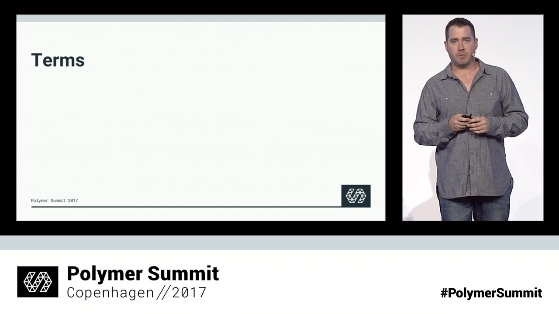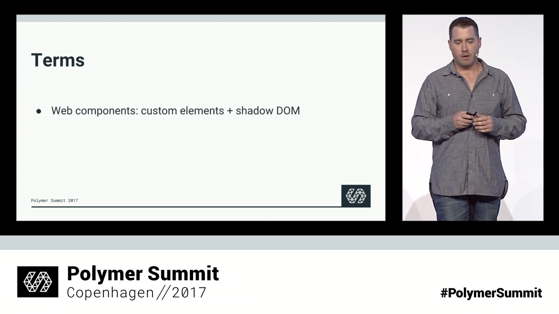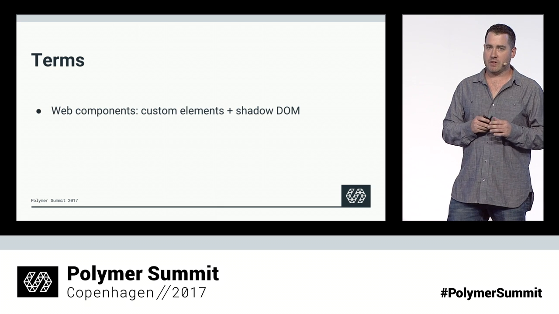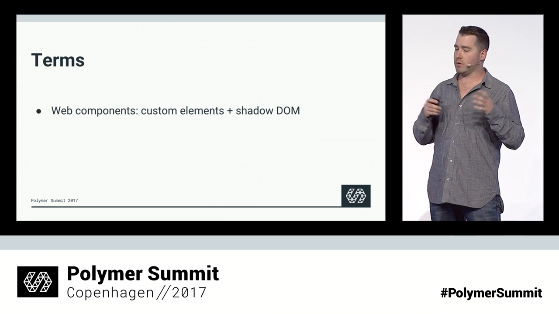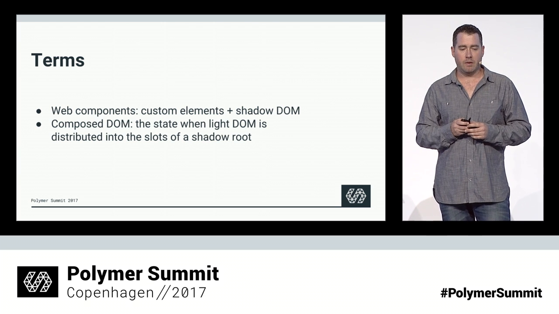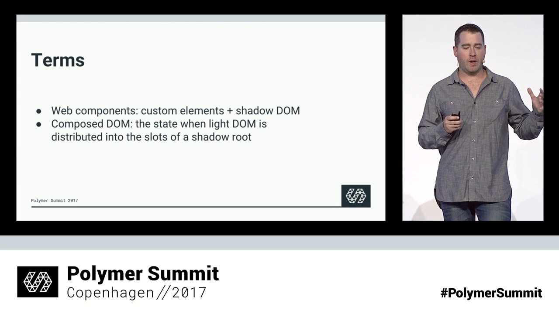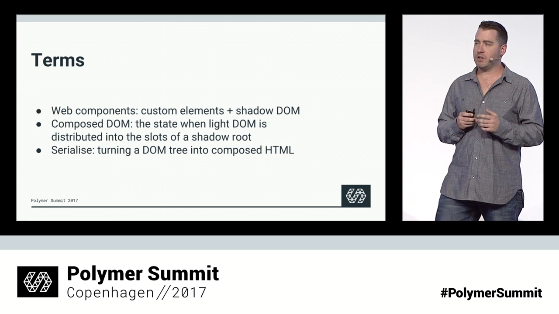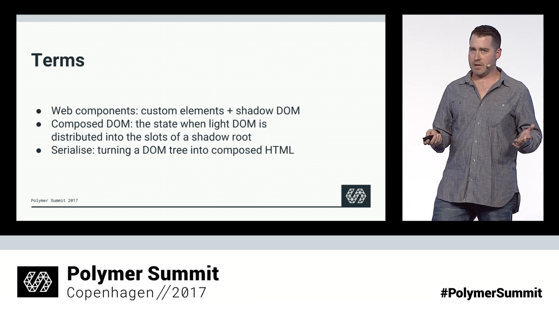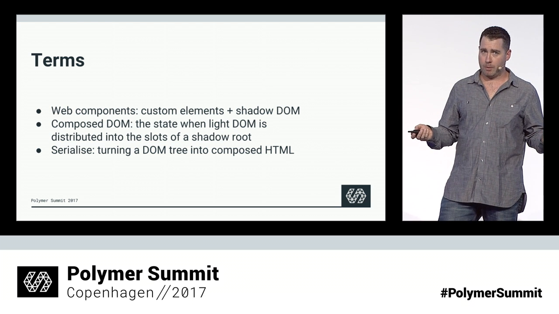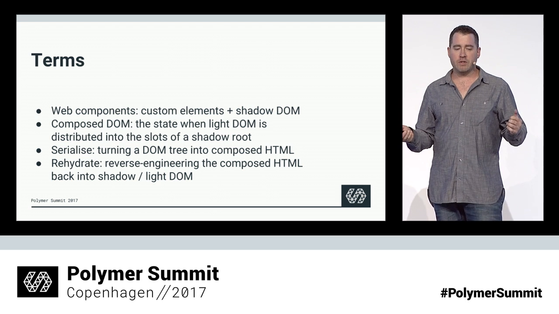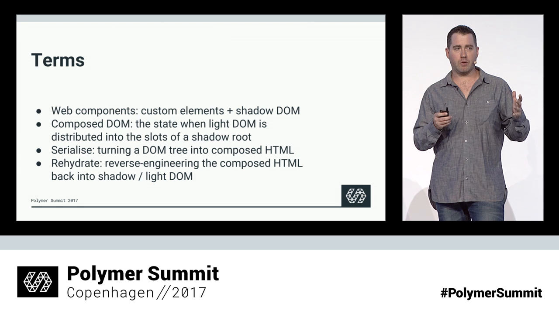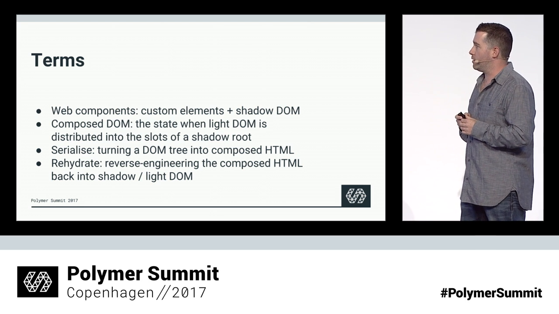I'd like to start off by defining some terms real quickly. The first one is web components, right? This is just custom elements and shadow DOM. That's all I'm talking about here, not HTML imports or templates or anything. The composed DOM is the state of the DOM when the light DOM is distributed through the slots in the shadow root. And serialization is when you transform a DOM tree into the composed HTML. Rehydration is reverse engineering that string and taking the composed tree and turning it back into light and shadow DOM.